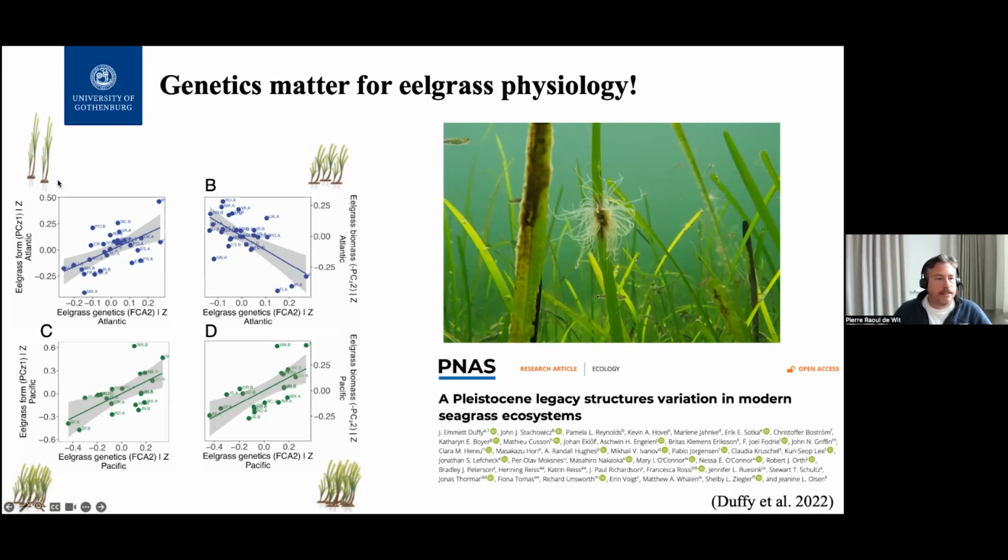You can see that leaf length and genetics correlate quite nicely, both in the Atlantic in blue and the Pacific in green. The same is true for bushiness, which is how close the plants grow to each other. Down here is very bushy, and here is sparse, where they grow far away from each other. Again, both in the Atlantic and in the Pacific, the genetics correlate well with bushiness. So the genetics matter for eelgrass physiology.